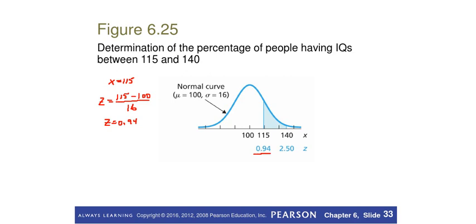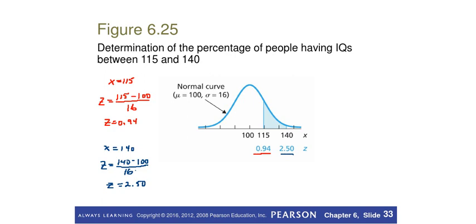We would also get our other probability for that 140, right? At x equals 140, we would take 140 minus 100 and divide that by the standard deviation of 16. And again, that gives us a z equal to exactly 2.50. So on our table or in Excel, we could look up those two values and just use the z-scores to look that up.